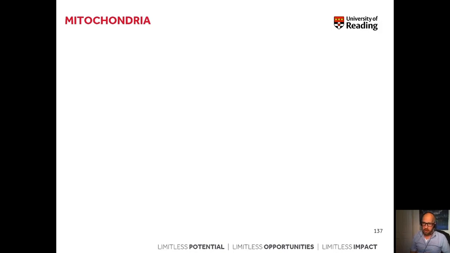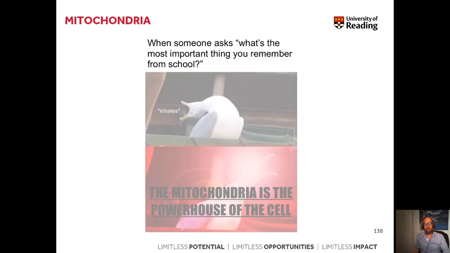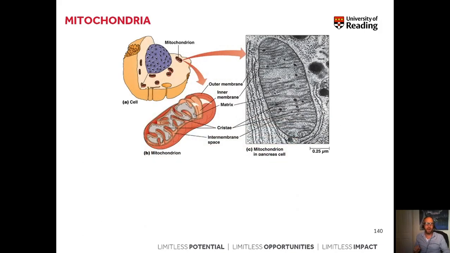Another extremely important organelle in eukaryotic cells are the mitochondria. So why are the mitochondria so important? Well, you might have been told this, but when someone asks what's the most important thing you remember from school, the answer is quite likely that the mitochondria are the powerhouse of the cell. And indeed, this is the role of those organelles.